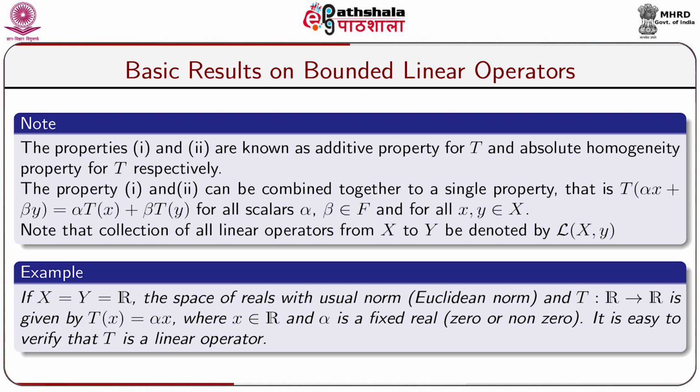Now, we take an example. If capital X is equal to capital Y is equal to the space of all reals, that is R, with the Euclidean norm, define a function T from R to R given by T of x is equal to alpha x, where x is taken from R, the space of reals, and alpha is a fixed real, maybe 0 or maybe non-zero. It is easy to verify that T is a linear operator.